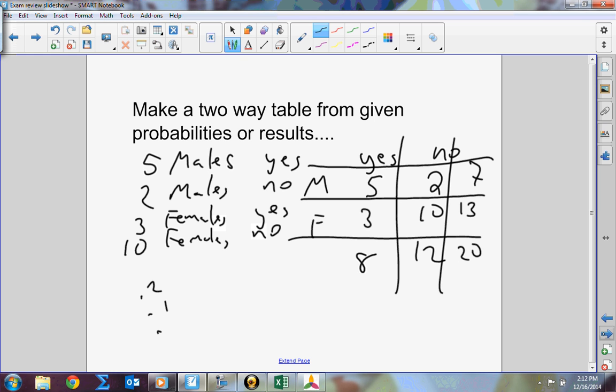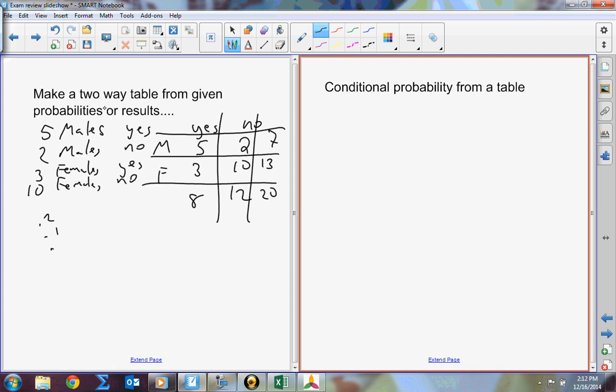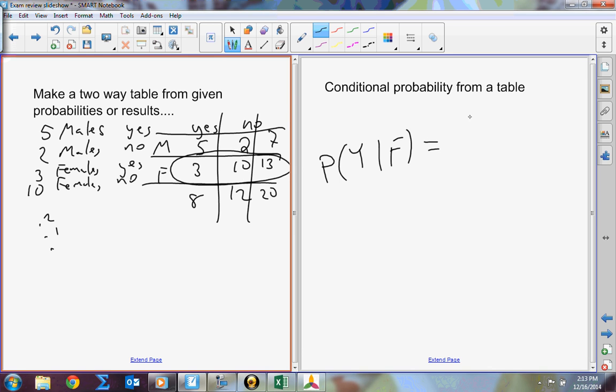All right, let's see what else you got. Conditional probability from a table. So if I just use this last one that I did, I could do the probability of yes given it's a female. So I'm only looking at females, so I'm only looking at this. So the probability of yes given it's a female is 3 over 13.